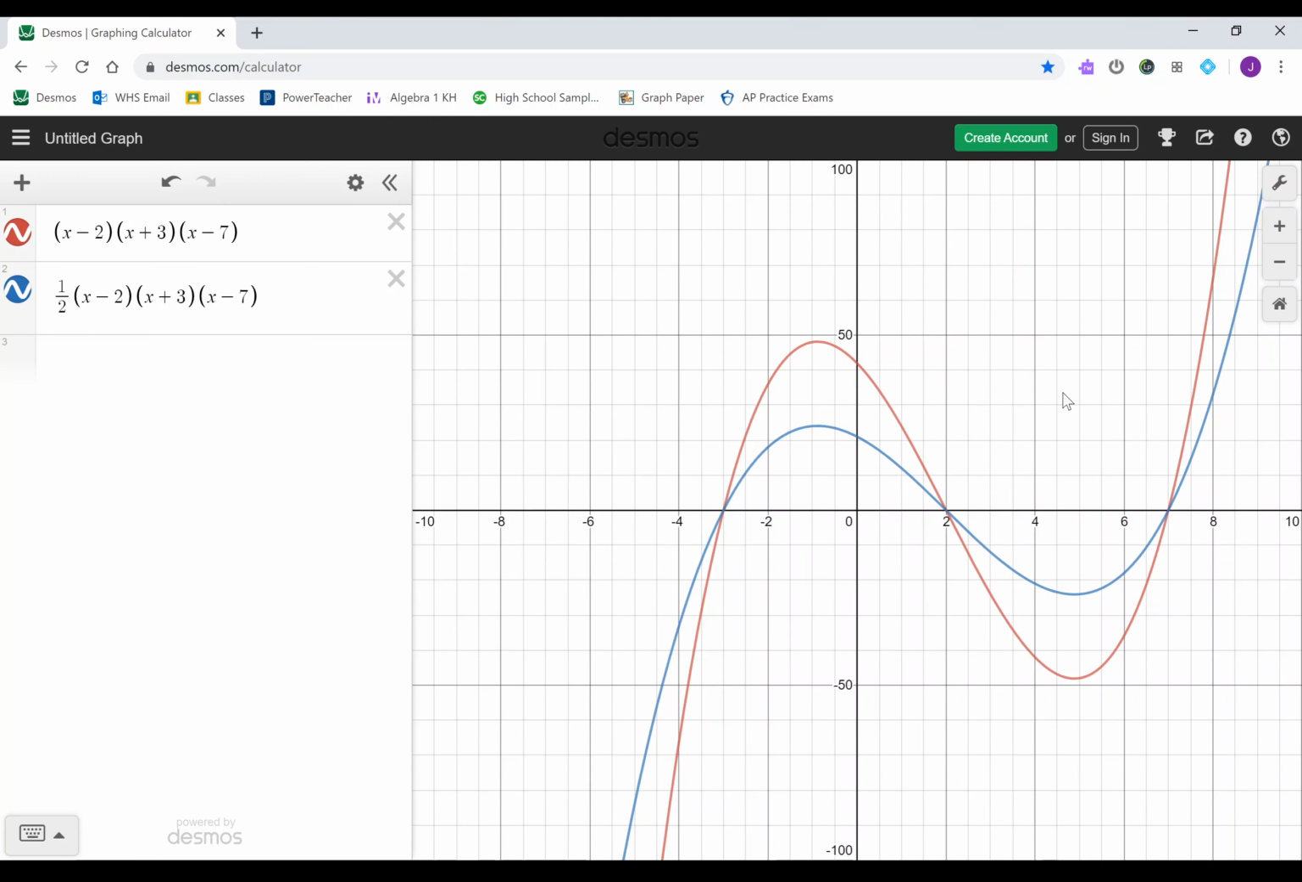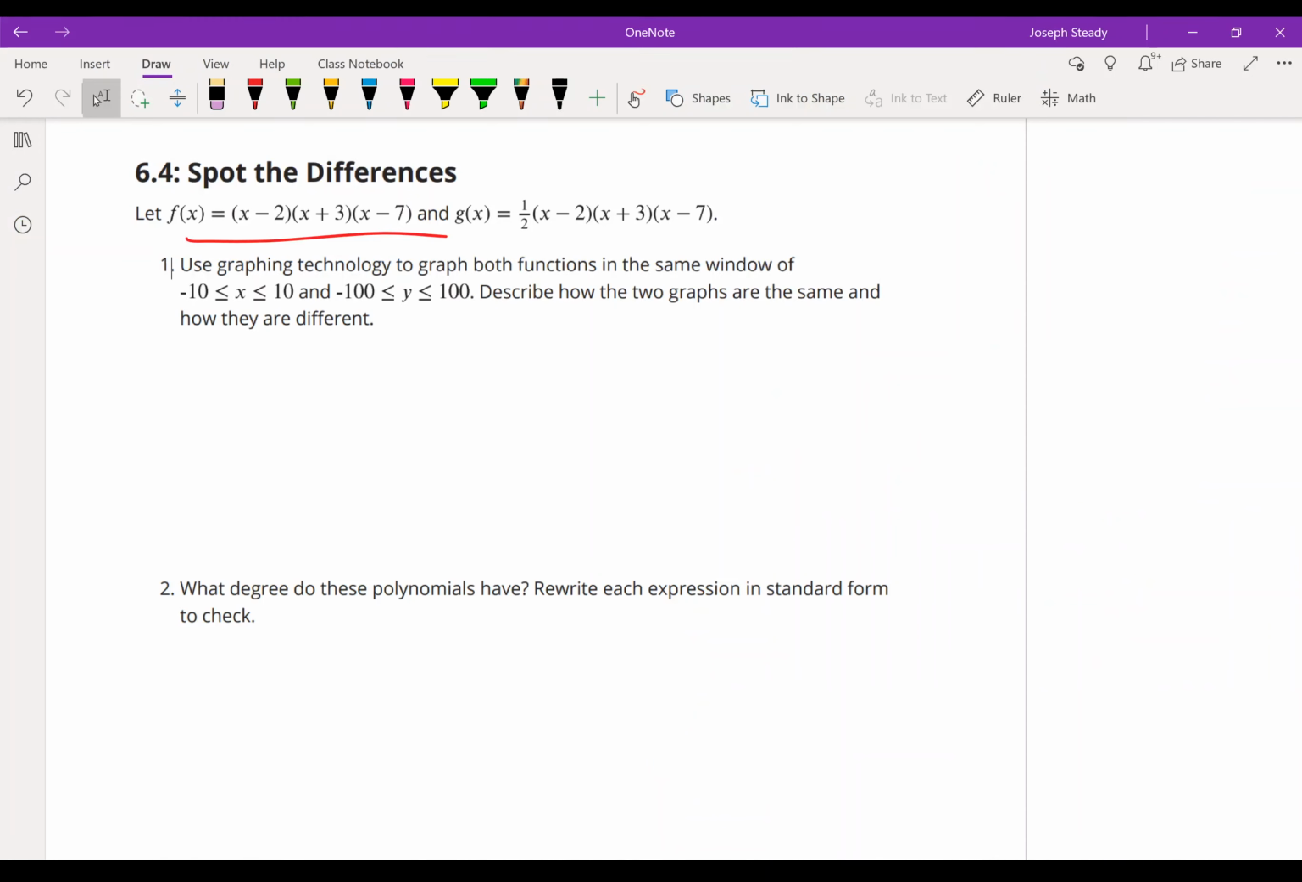So they want to say how are these graphs similar and how are they different? Well, first of all, what I noticed right off the bat is that both graphs have the same x-intercepts, -3, 0, 2, 0, and 7, 0. So I'm going to write that down on our paper here. They have the same x-intercepts.